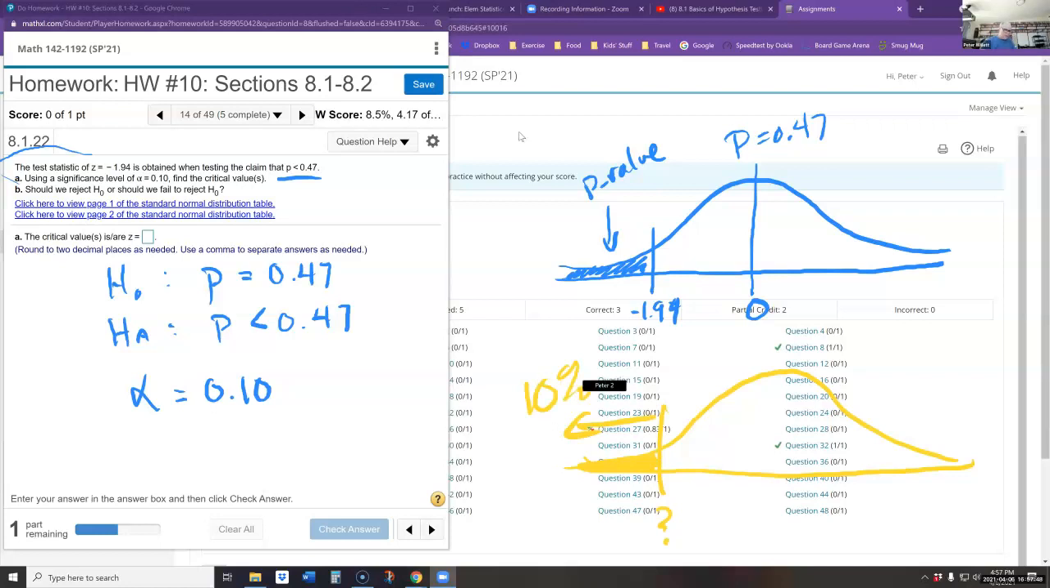Since we have a significance level of 10%, the question is whether the test statistic is far enough to the left to pass that 10% level. If the test statistic of negative 1.94 is over here, then you would have 10% or less. If instead it was over here, you would not have 10% or less. So we want to compare that value to the critical value.